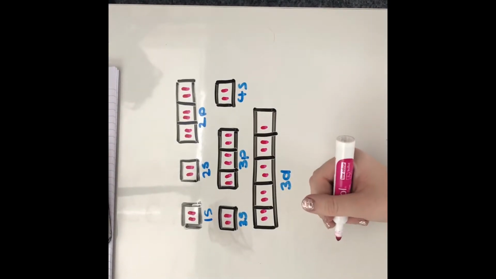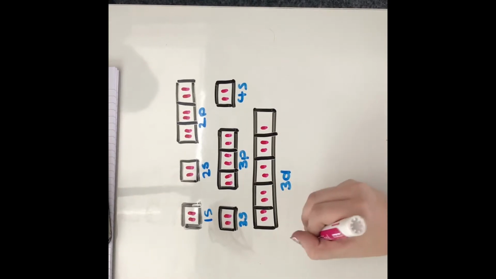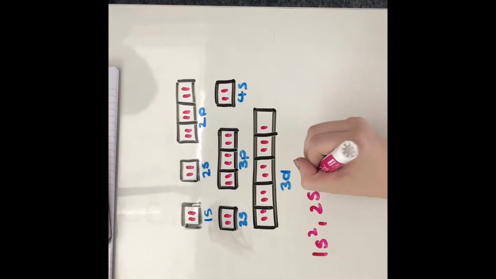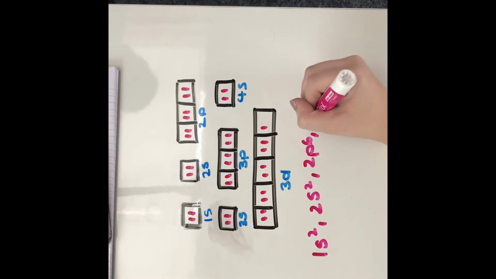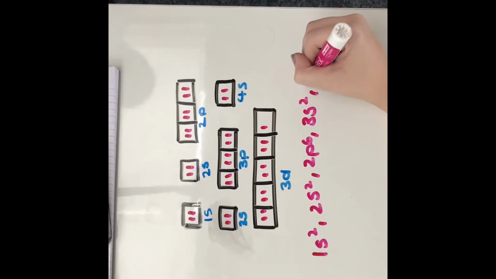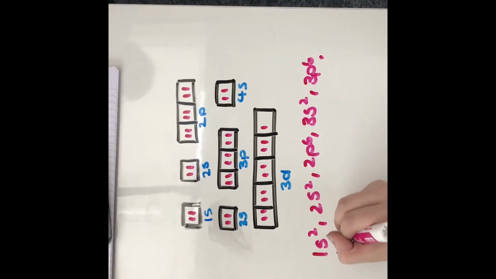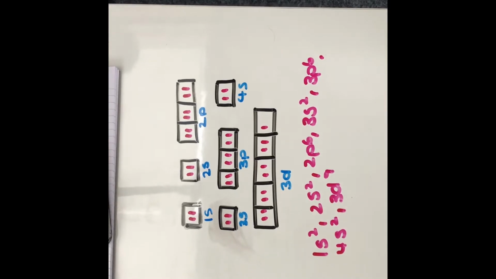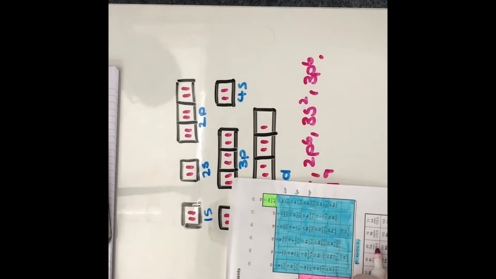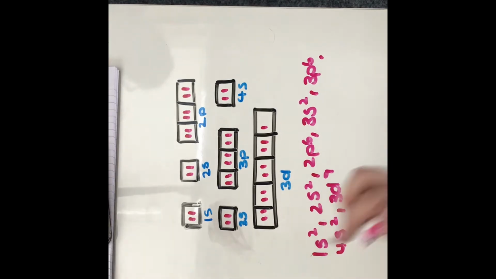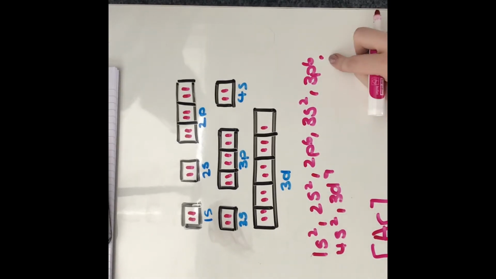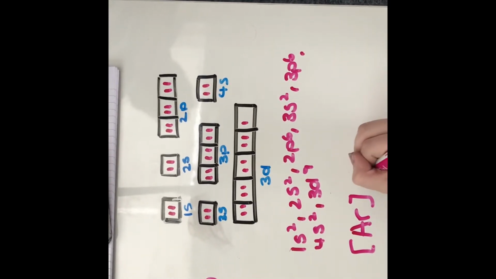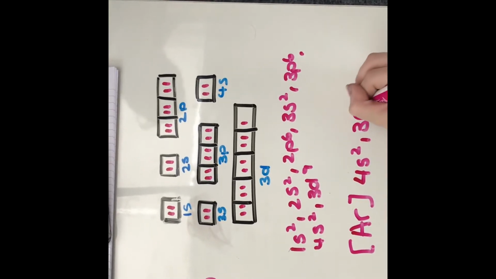So the long configuration for this one would be 1s2, 2s2, 2p6, 3s2, 3p6, 4s2, and then 3d9. The next noble gas to copper, you work backwards, again is argon. So you'd put argon in brackets. And we learnt from the last one, argon only goes up to 3p6. So we'd have to add 4s2 and 3d9.